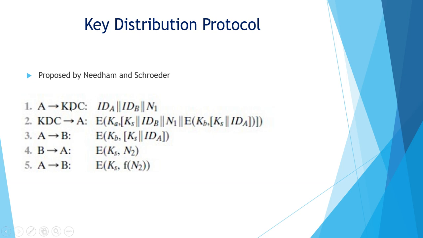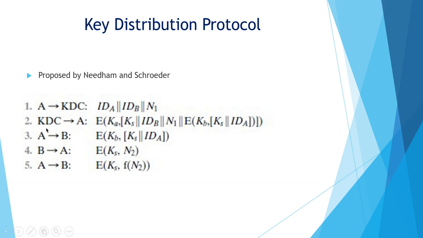A initially sends identification details of A, identification details of the destination B, and a nonce to the KDC. The KDC encrypts the session key, the identification details of B, the destination, and the nonce, and along with that another encrypted packet, encrypted with the master key sent by the destination node B, which encrypts the session key and identification details of the source, node A. All of this is together encrypted with the master key sent by the source node, node A.